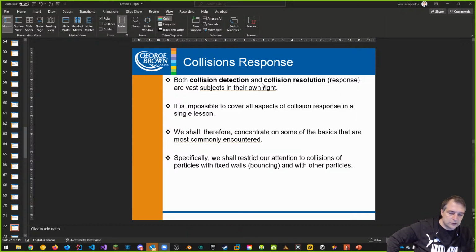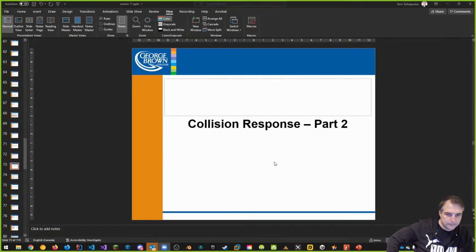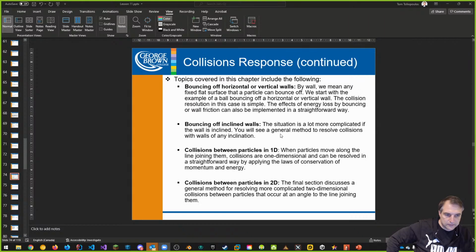So again, both collision detection and collision response or resolution are big subjects, huge subjects. And it's really impossible to cover everything about collision response in a single lesson. That's why we break it down into 2D and 3D. However, what we're going to do is concentrate on some of the basics that are most commonly encountered, and specifically we shall restrict our attention to collisions of particles with fixed walls, bouncing, and with other particles, which is what you're doing in your assignment 3. Let's talk about collision response.